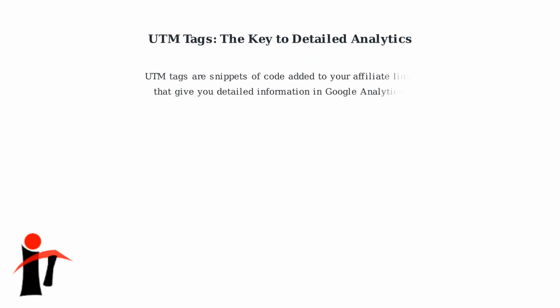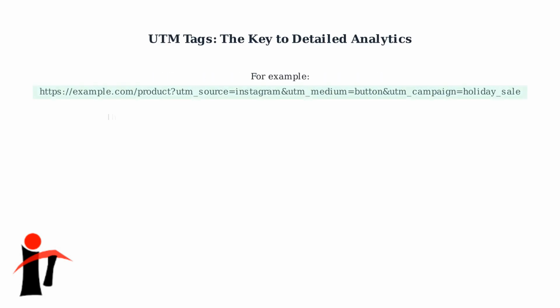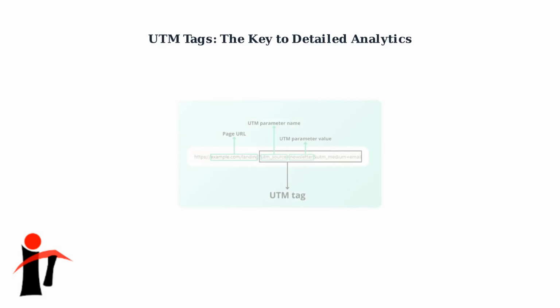UTM tags are snippets of code added to your affiliate links that give you detailed information in Google Analytics. For example, the URL https://example.com/product with UTM source equals Instagram and UTM medium equals holiday sale. This shows the traffic came from an Instagram button during a holiday sale. This diagram illustrates how UTM tags are appended to URLs, breaking down the page URL, parameter names, and values.